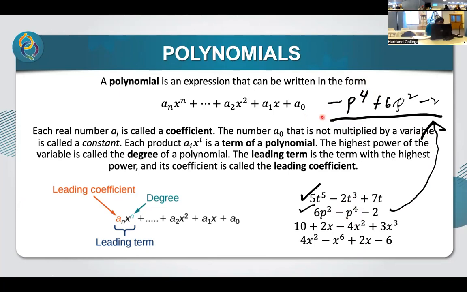No, just say it. Everyone talk. All right. What's the degree? 4. What is the leading coefficient? Minus 1. Minus 1. Because I said if there is no number, it is understood to be 1. Correct? That's the leading coefficient.